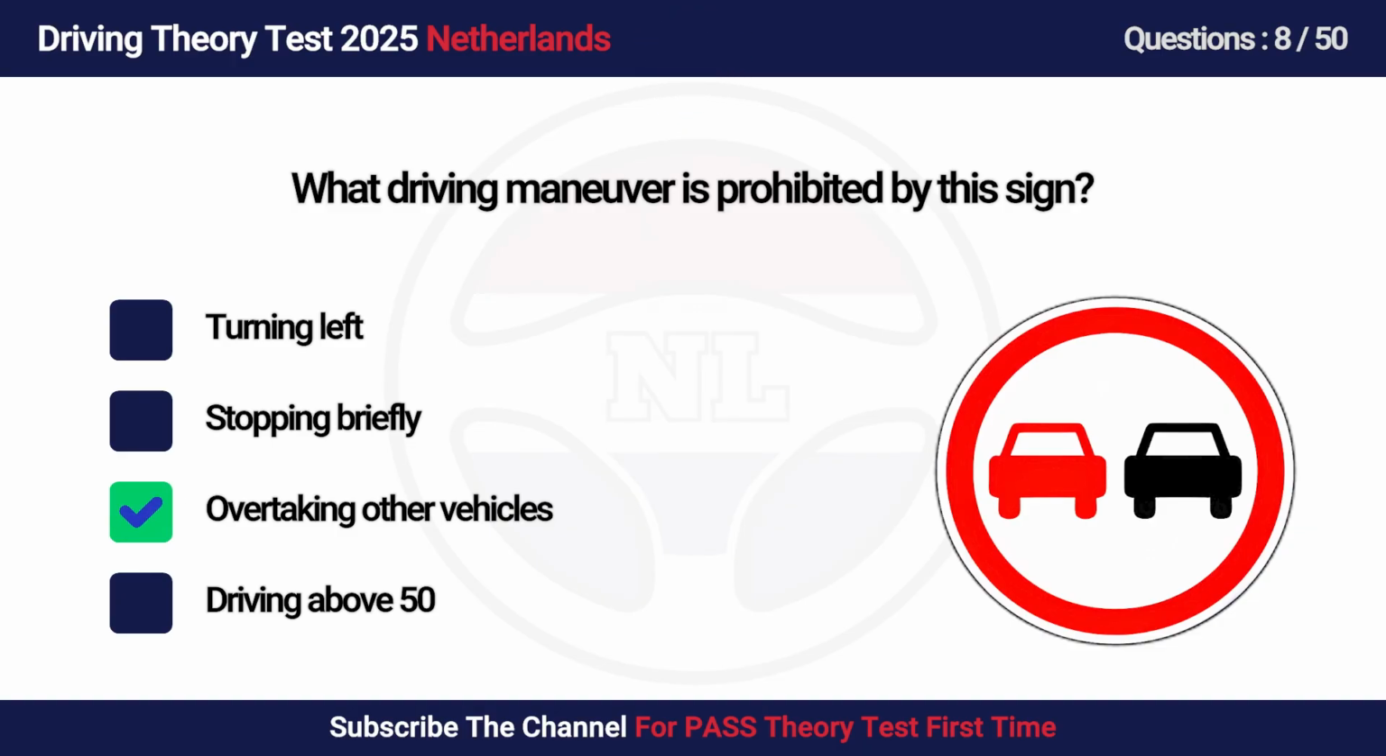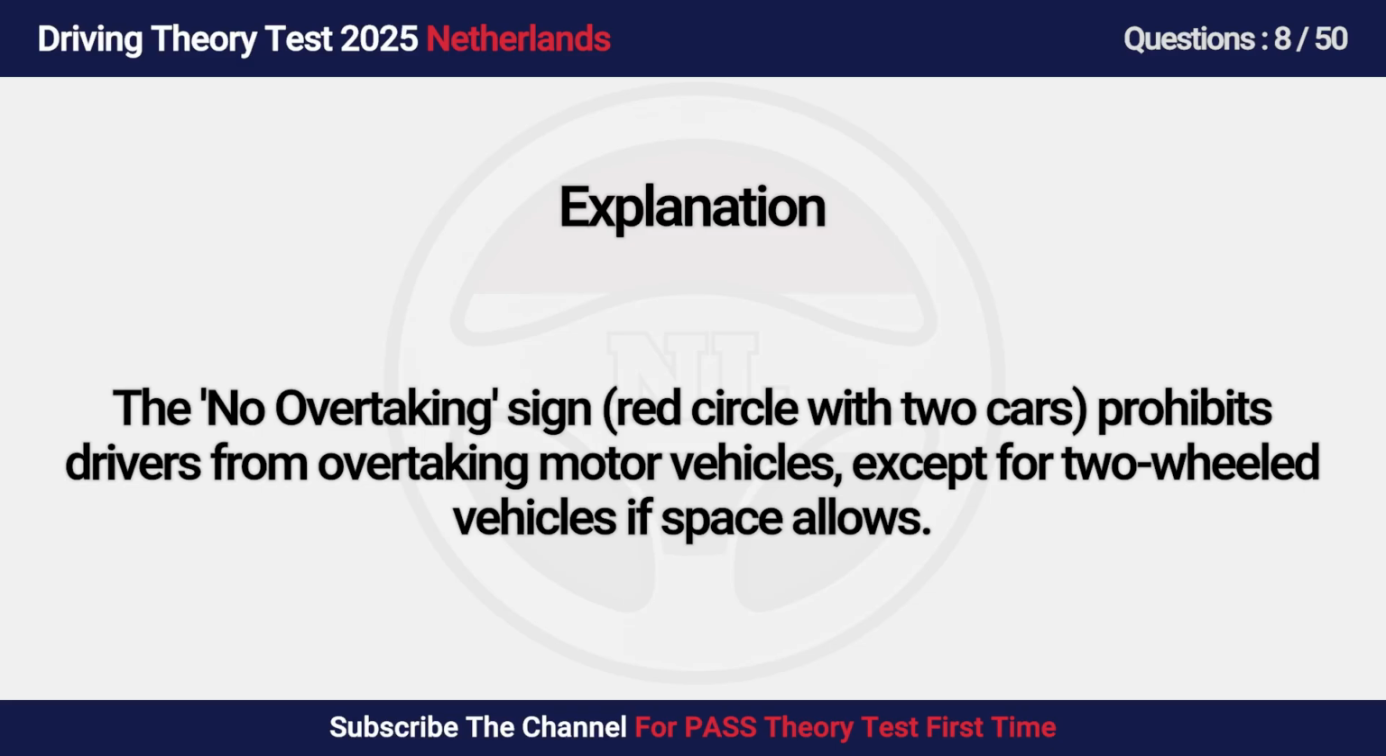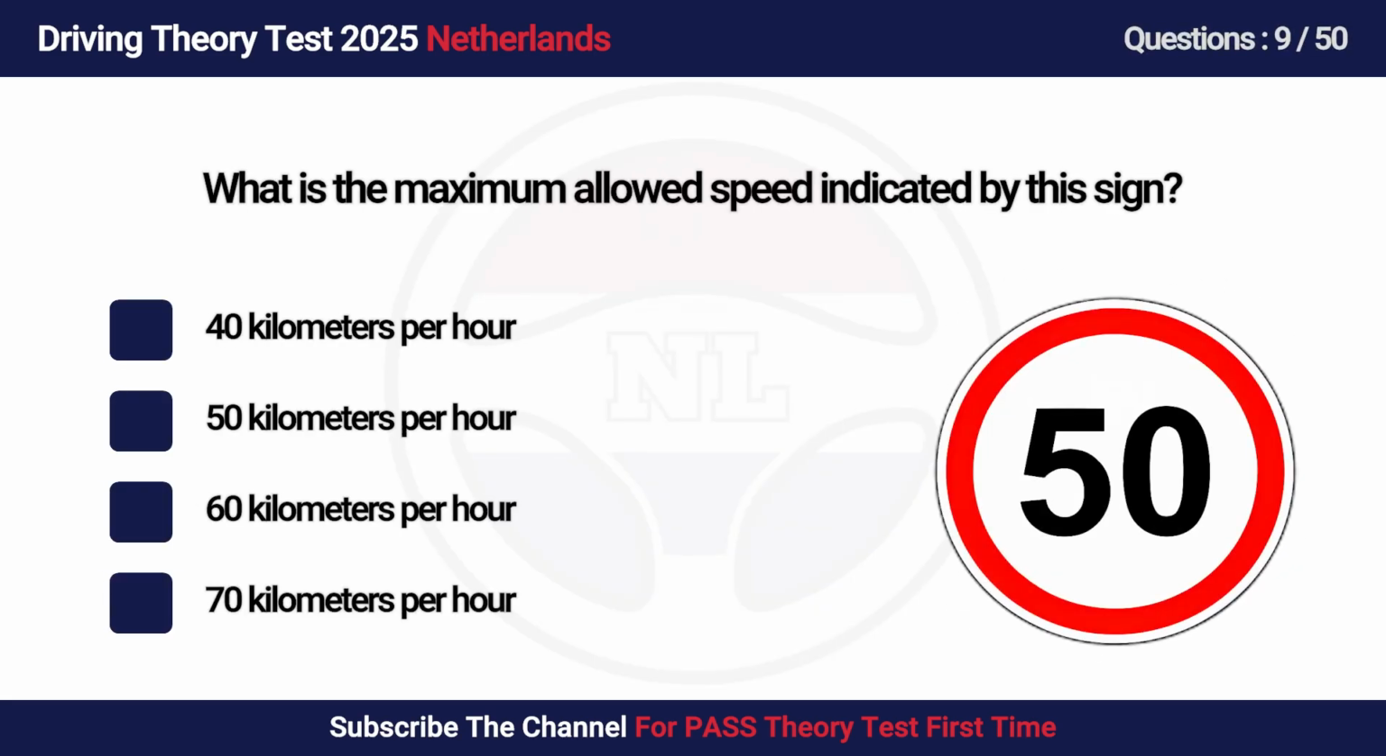Answer is C. Overtaking other vehicles. The No Overtaking sign, red circle with two cars, prohibits drivers from overtaking motor vehicles, except for vehicles if space allows. Question 9. What is the maximum allowed speed by this sign?